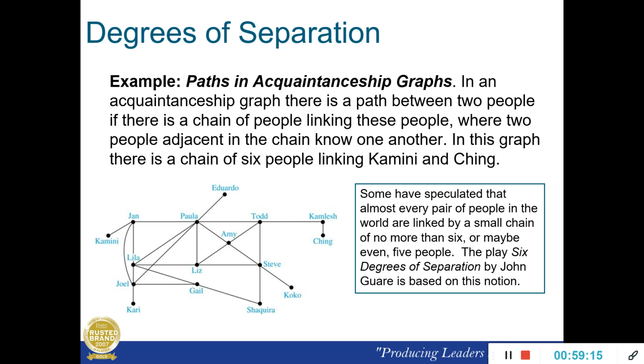Okay, degree of separation. Path in an acquaintanceship graph. In an acquaintanceship graph, there is a path between two people if there is a chain of people linking these people, where two people adjacent in the chain know one another. In this graph, there is a chain of 6 people linking Kamini and Ching. 1, 2, 3, 4, 5, 6.